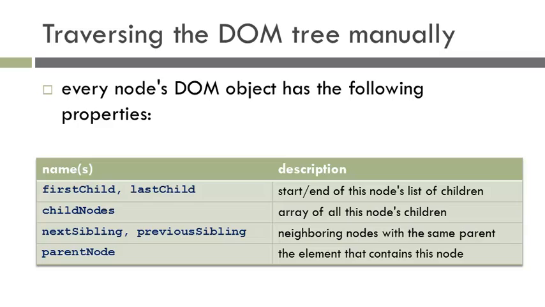To get to other nodes in the tree, or to traverse the DOM tree, every DOM object has these properties: first child and last child. This gives you the beginning and the ending of the array that contains the child nodes. Child nodes is an array of all of the node's children. The next sibling and previous sibling are the neighboring nodes with the same parent. For example, this could be brothers and sisters in the family relationship. The parent node is the element that contains the current node that you are working with.